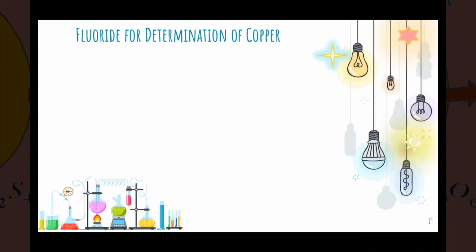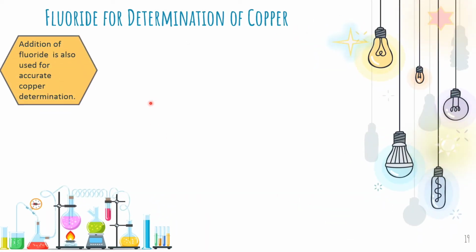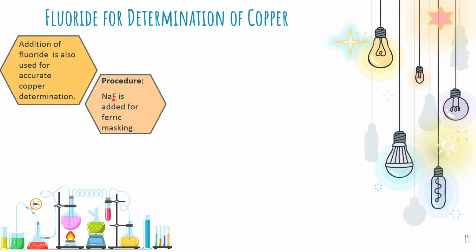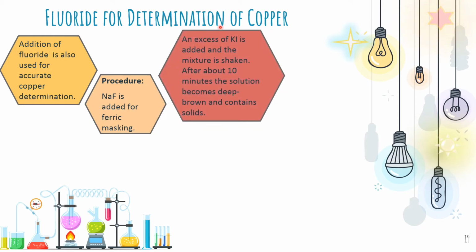Next is fluoride for the determination of copper. First we talked about the iodine. Next, fluoride can also be used for the determination of copper. For this, the first thing is the addition of NaF for ferric masking. The ferric masking is essential because we are not going to determine the ferric anymore. We are doing this reaction with the copper, so we have to add a masking solution so that the ferric will not interfere in the reaction or the products.